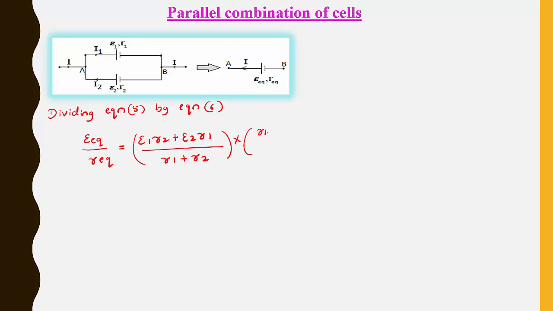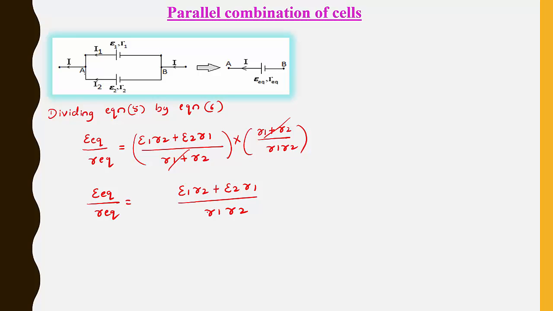So here we can write, by taking the reciprocal, (R1 plus R2) divided by R1 R2. Dividing these two equations, E equivalent divided by R equivalent is equal to, here R1 plus R2 will get cancelled. Remaining is (E1 R2 plus E2 R1) divided by R1 R2, or we can write this as E1 R2 divided by R1 R2, and separately E2 R1 divided by R1 R2.